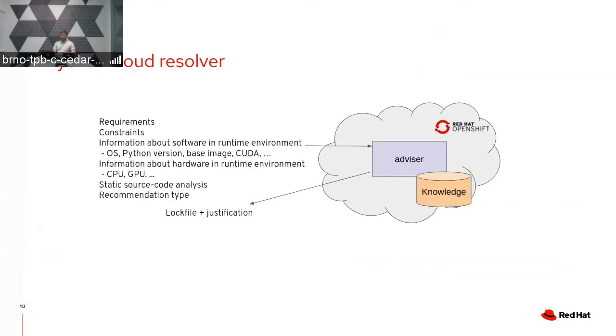If we take a look at inputs more closely, the input to the resolver is not just requirements, but you can also supply constraints that are known in case of resolution. So you can constrain your libraries or versions of libraries that should be resolved, but also information about software where the application will be run. This consists of operating system, Python version, base container image. Eventually, if a base container image is used, CUDA or other libraries that are used on clients' machines and could be considered during the resolution.